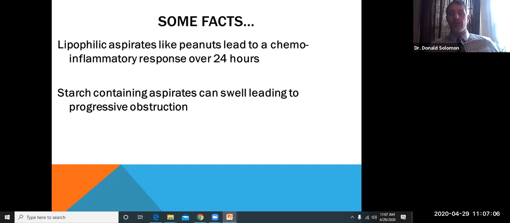The vegetable-matter foreign bodies tend not to lead to the same amount of chemosis, but they tend to break down quicker and lead to an infectious response. And so those are the ones where you're going to see some pus behind them, occurring over 24 to 72 hours. Starch-containing aspirates, bread, popcorn, can lead to a progressive obstruction as they become more saturated with fluids. So what starts out as a non-emergent operative procedure can quickly advance, and the patient can decompensate as a starch foreign body keeps swelling.